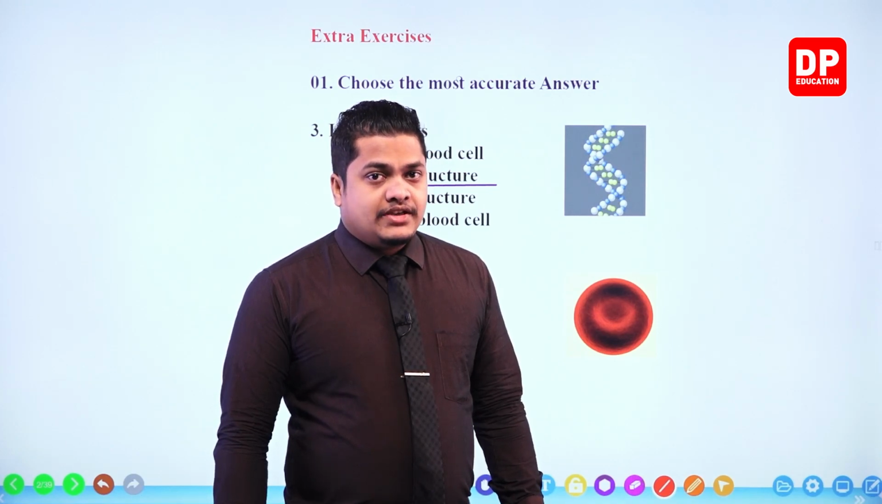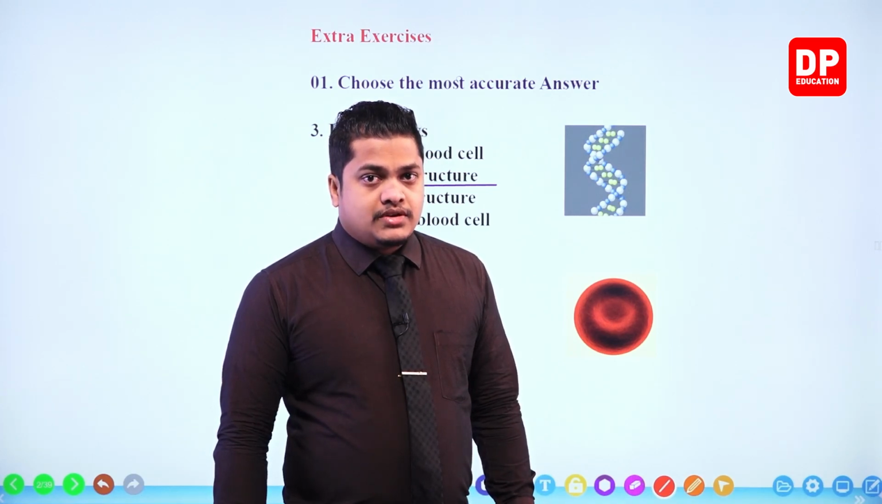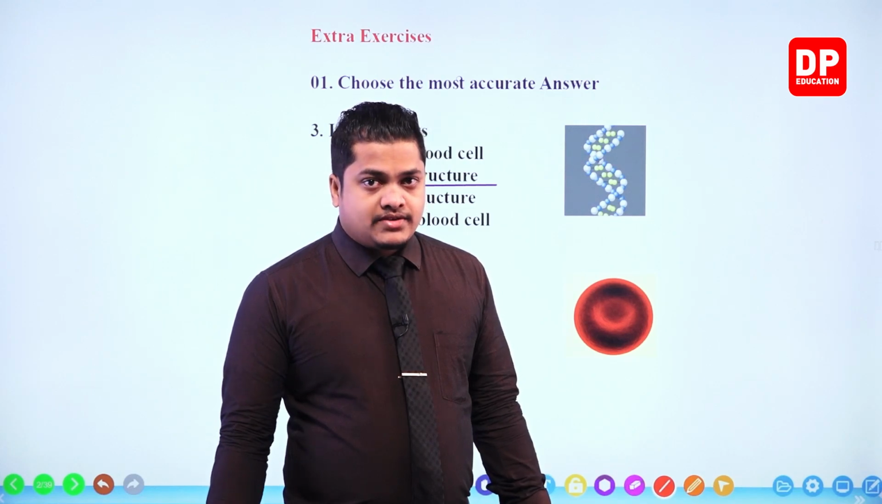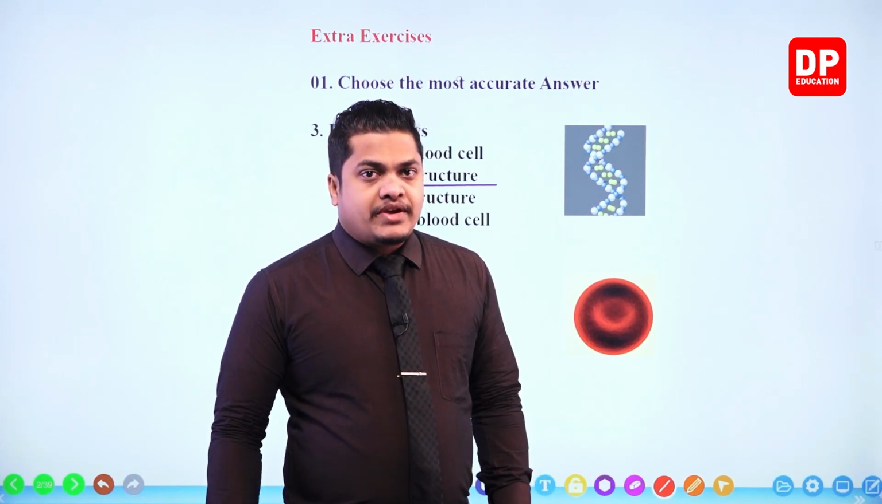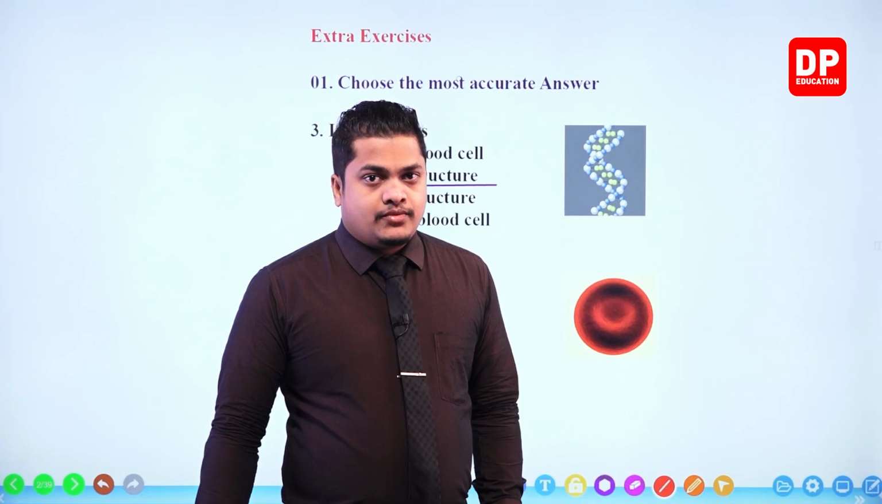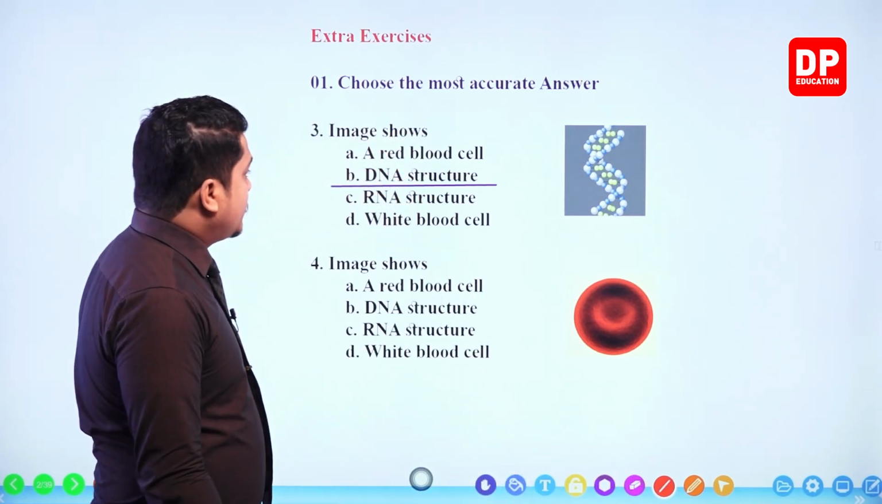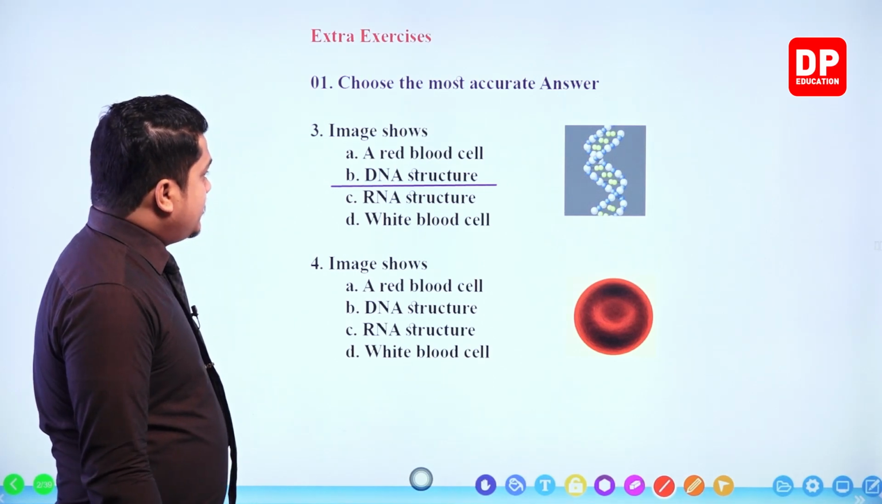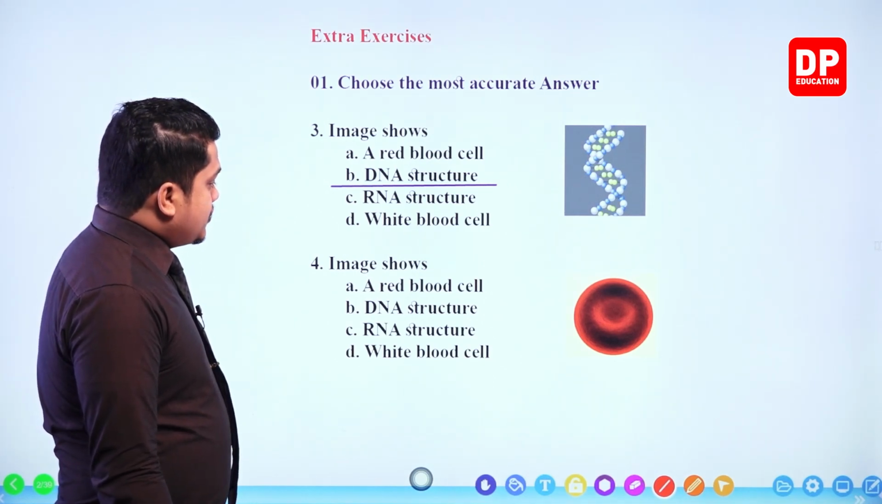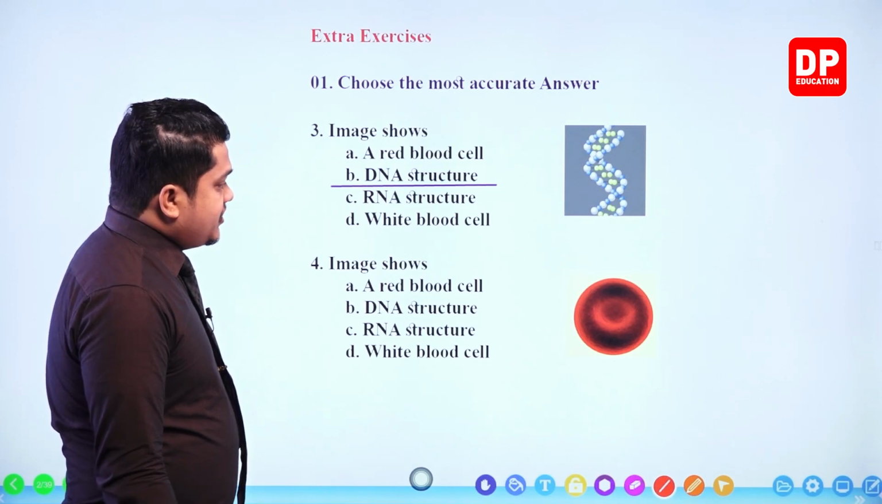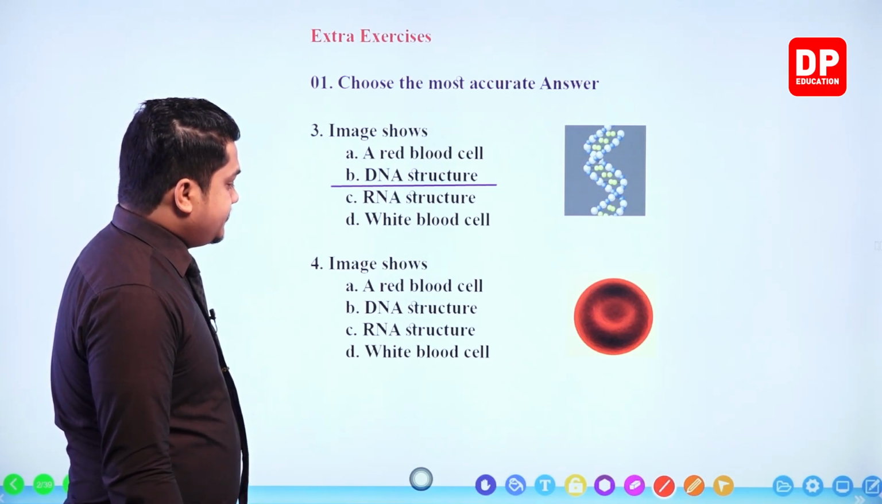So therefore, my dear children, we won't be able to observe these things even from an optical microscope. We have to use the electron microscopes when observing these things, right? So DNA structure is the figure which is given under the question number 3. Then the question number 4.